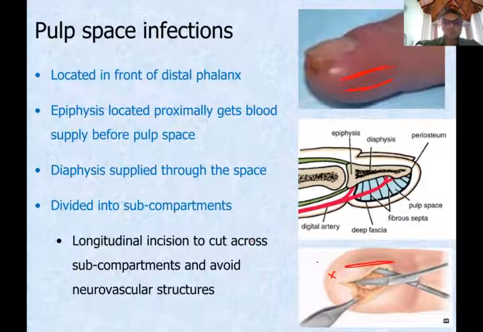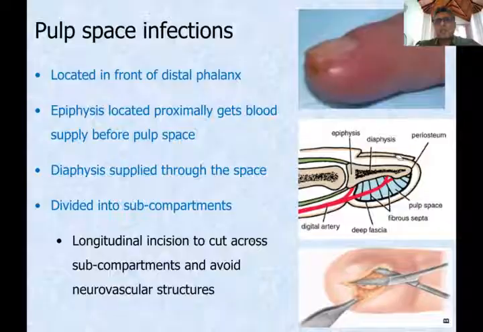Okay, so this is pulp space infection. Usually these pulp space infections, they usually stay on their own, they don't spread into the synovial sheaths. Okay, so don't say that the pulp space infections become synovial sheath infections and cause tenosynovitis. Usually tenosynovitis is due to a direct injury to the synovial sheaths by a prick or something.